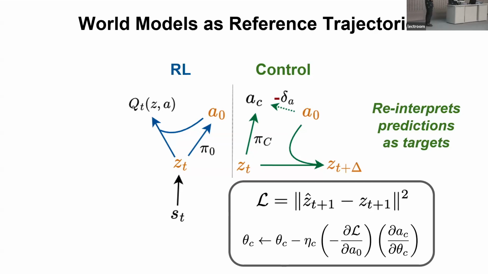And how you optimize this is using the same loss. You still want your forward model to match the observation, but now instead of changing the forward model, you change the world to match the forward model.